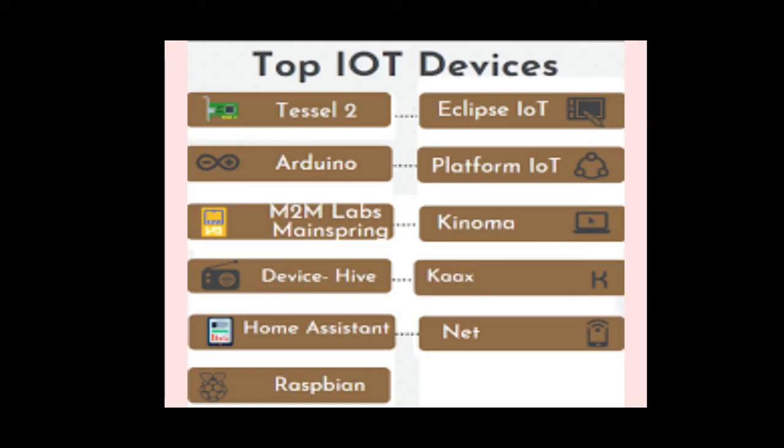Next slide. Here a list of some top IoT tools and devices is discussed. Okay, there are 11 IoT tools shown. Okay, Tazl 2, Arduino, M2M Labs Mainspring, means machine to machine labs, Device Hive, Home Assistant, Raspbian, Eclipse IoT, Platform IoT, Kinoma, Kax, and Neat.